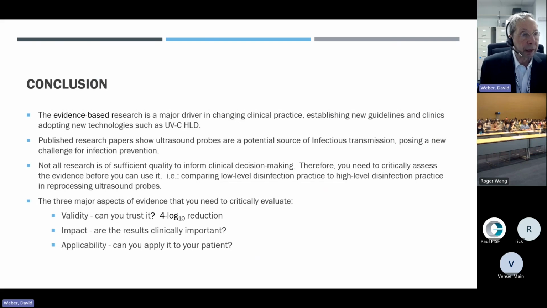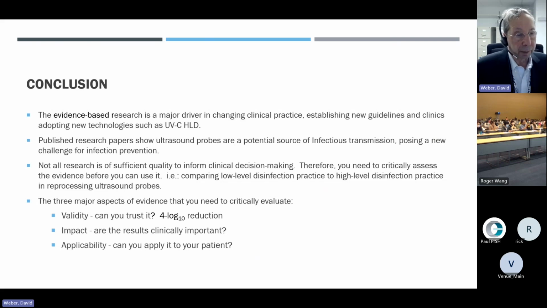So in conclusion, the evidence-based research is a major driver in changing clinical practice, establishing new guidelines, and clinics adopting new technologies such as UVC high-level disinfection. Published research papers show ultrasound probes are a potential source of infectious transmission, posing a new challenge for infection prevention. Not all research is of sufficient quality to inform clinical decision-making. Therefore, you need to critically assess the evidence before you use it, i.e. comparing low-level disinfection practices to high-level disinfection processes and reprocessing ultrasound probes.